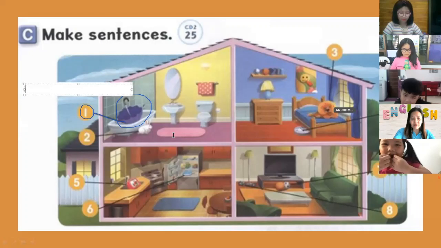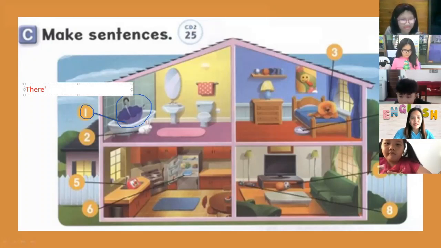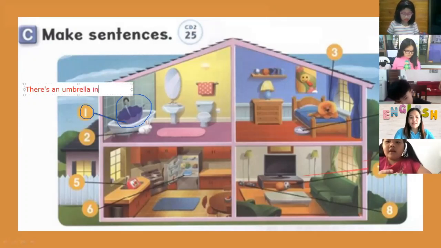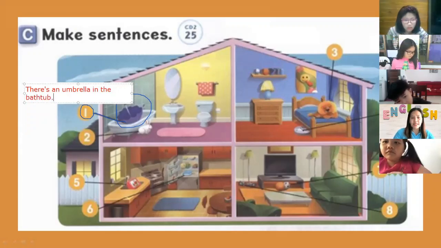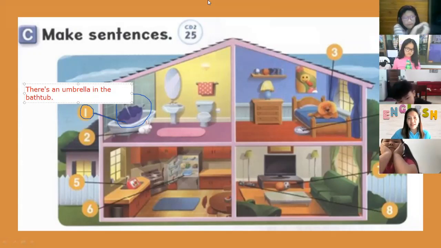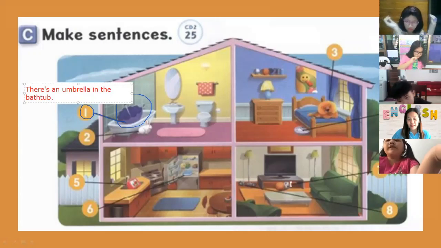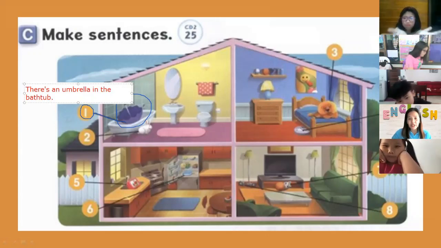If you're going to make a sentence, what will be the sentence? There's an umbrella. Where? In the bathtub. So that's how you're going to make a sentence. Understand? Yes.